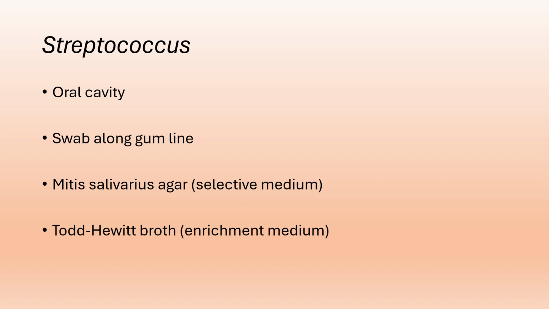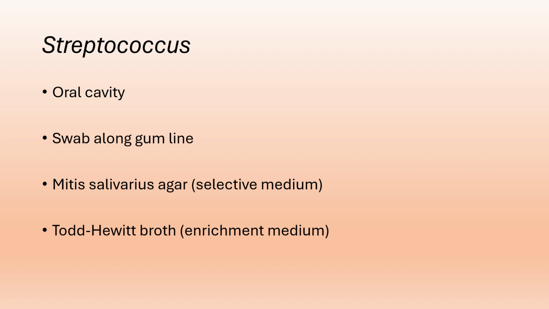For this one, what you're going to do is take a cotton-tipped applicator, basically a huge cotton-tipped Q-tip is what it looks like. You are going to swab it along your gum line. And then we have two different types of media. In the Petri dish, we have what's known as the Mitis Salivarius agar. This is selective for Streptococcus. It has enrichment media or nutrients in it, which the Streptococcus requires. So you're going to take that cotton-tipped applicator and just rub it across the surface of the Mitis Salivarius plate.